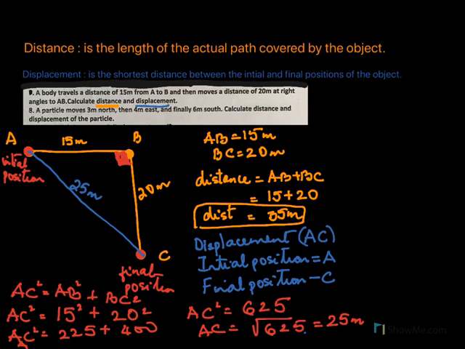So here you would have observed the difference between distance and displacement. The distance in this case, the actual path followed, is 35 meters, and the displacement in this case is 25 meters. Note one thing in this: which is greater, distance or displacement? We have seen that distance is greater than displacement.